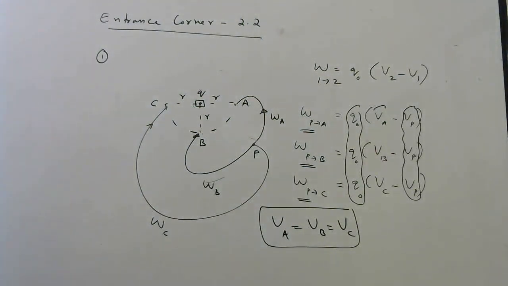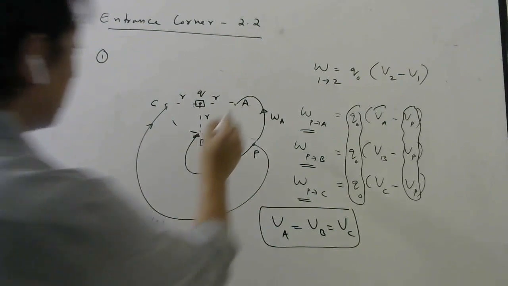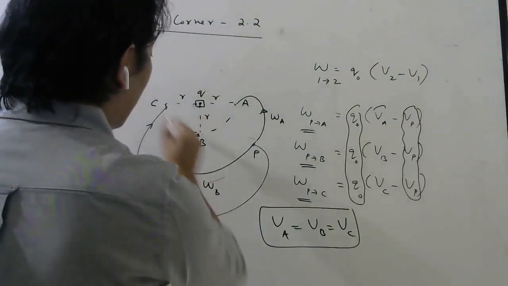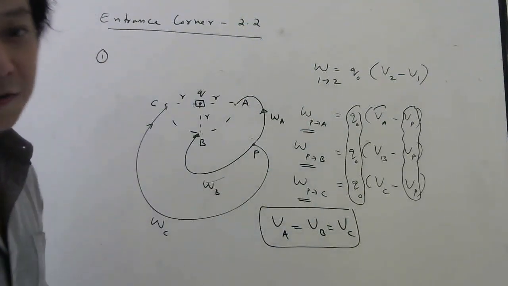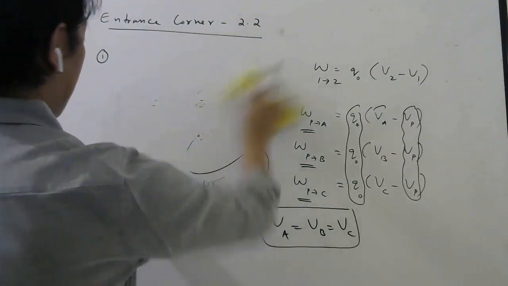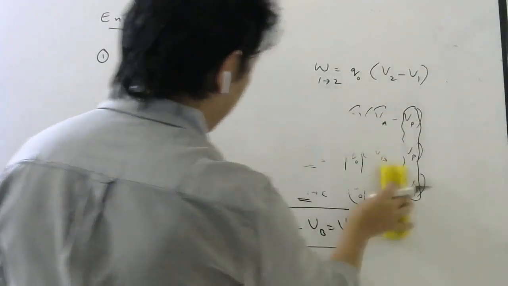So which is the right answer? Option C. Okay students, so that is because these 3 points, though they are different points in space, they lie on what surface? Equipotential surface, meaning they must have same potential. And starting point was common for all the charge, for all the work done.